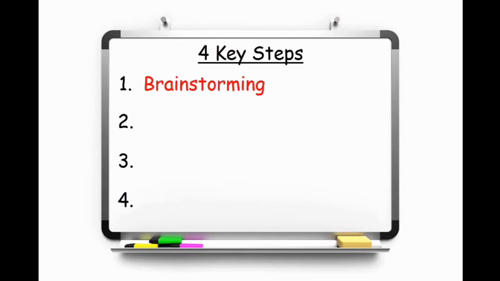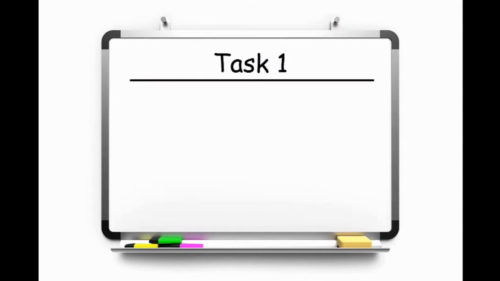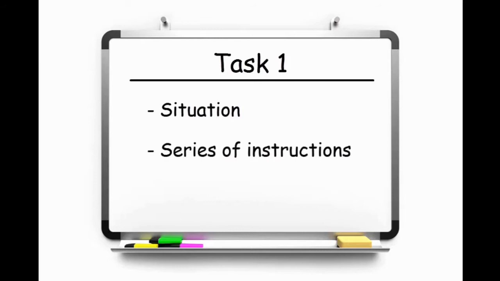In the previous video, we discussed 4 key steps in the writing process: brainstorming, making an outline, writing, and checking your work. In this video, we are going to demonstrate how these 4 steps can be applied to Task 1 of the writing test. In Task 1, you will be presented with a situation and a series of instructions explaining what you should include in an email.